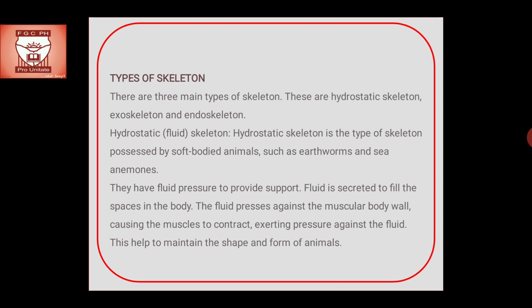Hydrostatic skeleton is a type of skeleton possessed by soft-bodied animals, for example, earthworms and the sea anemones. They have fluid pressure to provide support. Fluid is secreted to fill the space in the body. The fluid presses against the muscular body wall, causing the muscles to contract, exerting pressures against the fluid. This helps to maintain the shape and form of the animal.